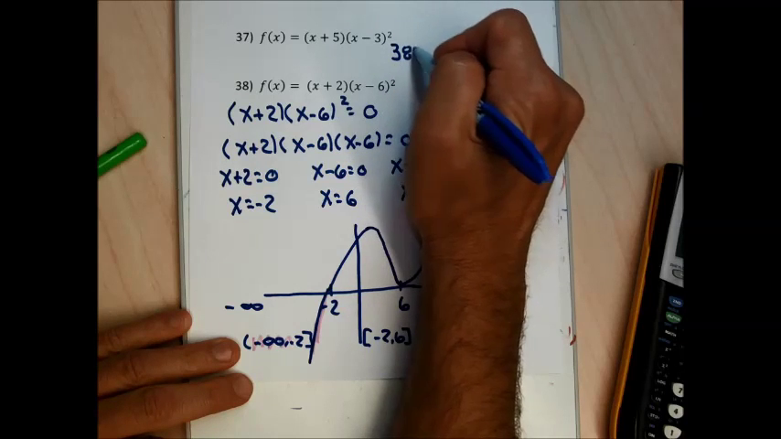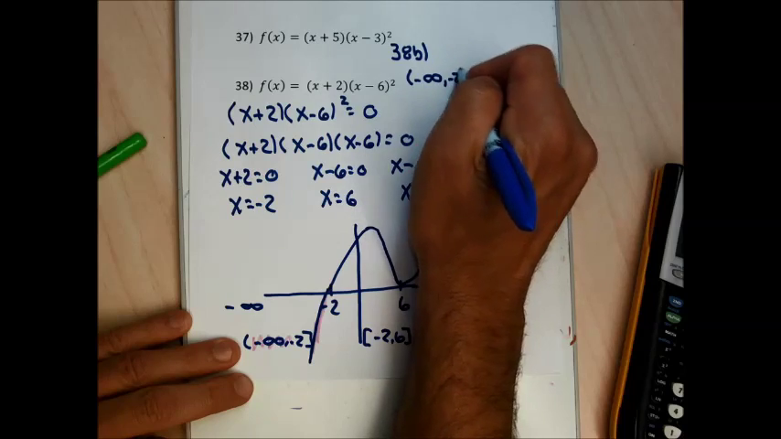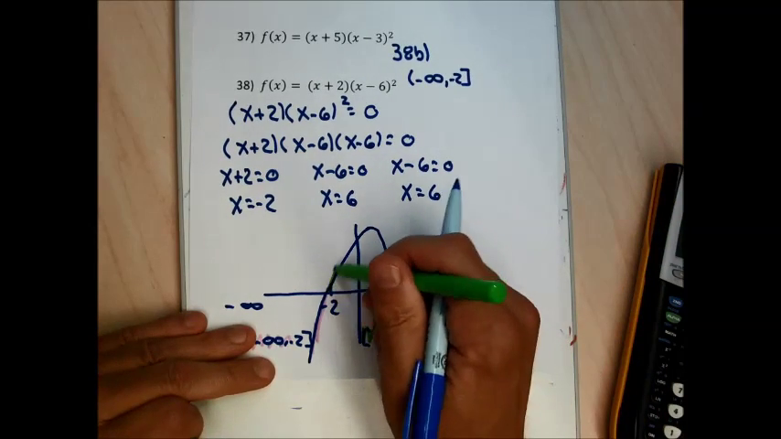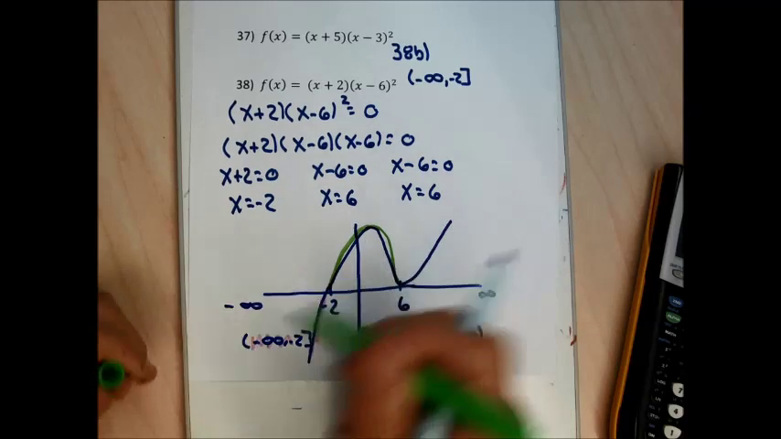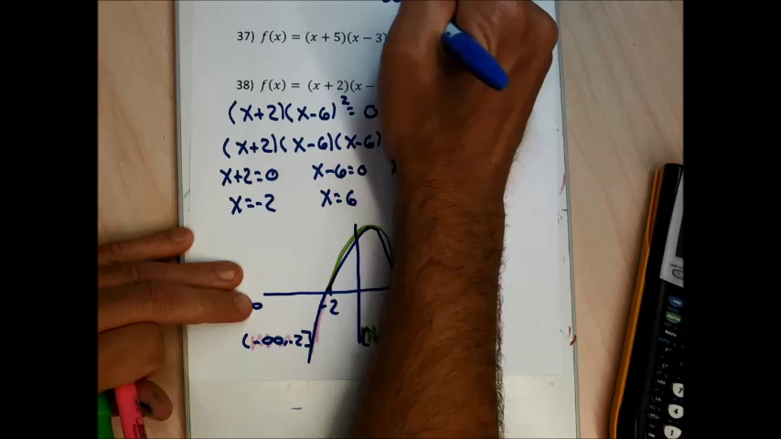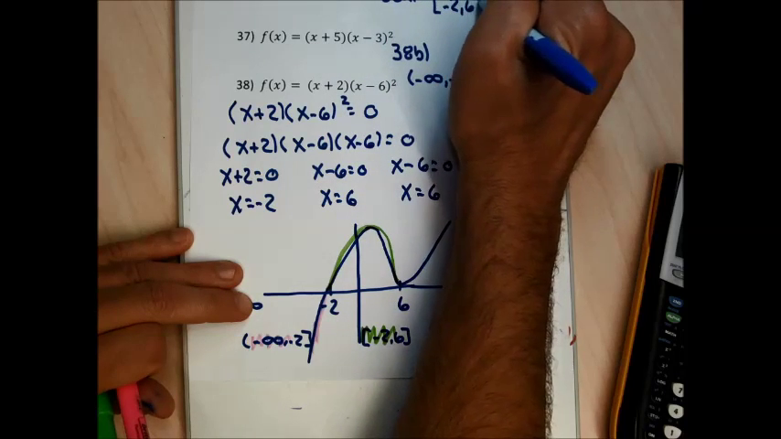So for part B, I'm going to put the interval from negative infinity to negative 2. The next interval, negative 2 to positive 6, corresponds to that region. It's above the x-axis, so it goes in part A. So part of the answer to part A is the interval from negative 2 to positive 6.